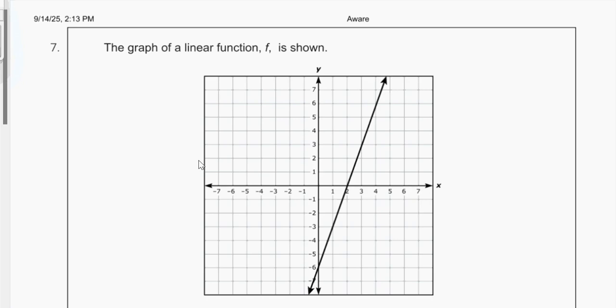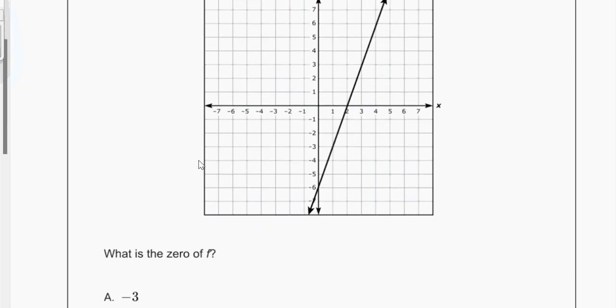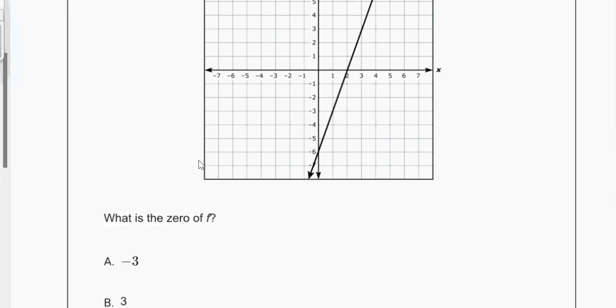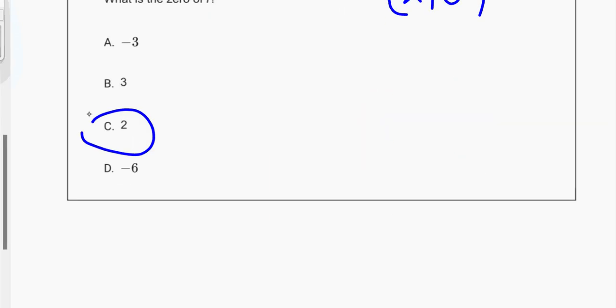Number 7, the graph of a linear function f is shown. What is the zero of f, or the zero of the function? So my zero is just my x-intercept. So in this case, my zero is located at (2, 0). So my answer would be C.